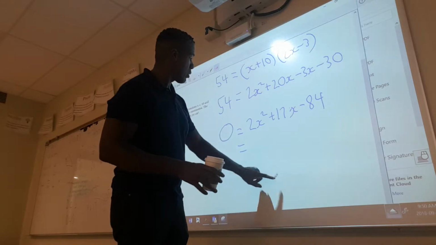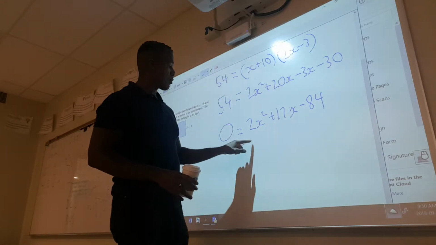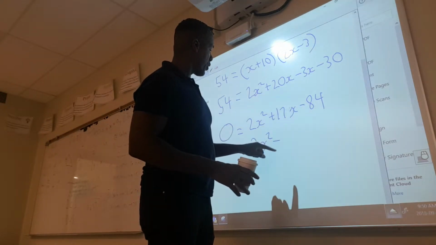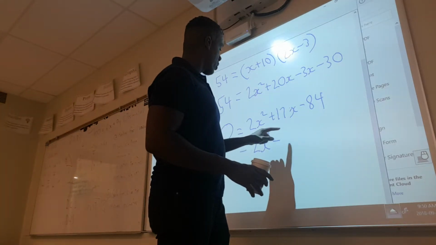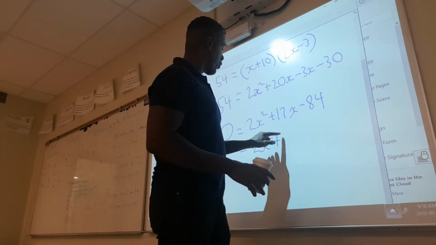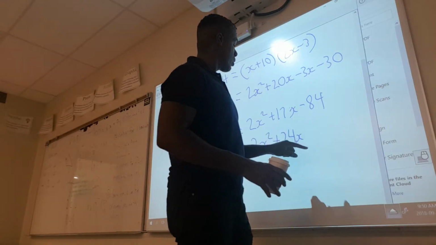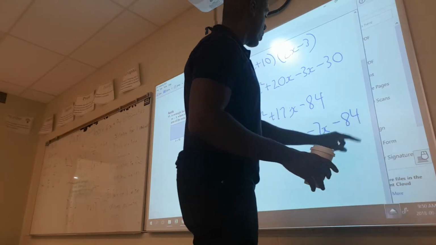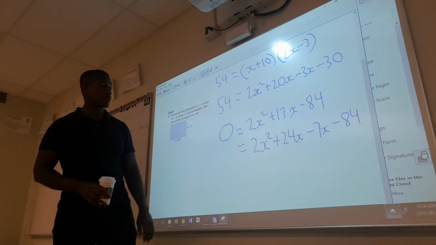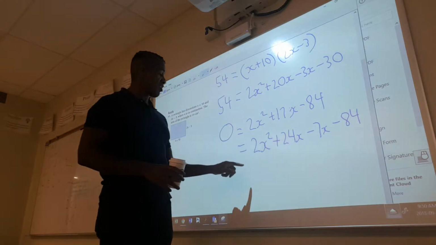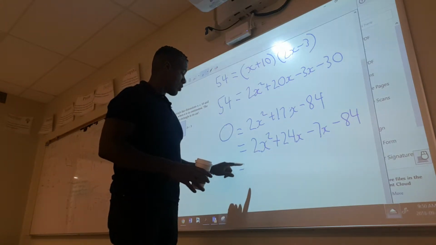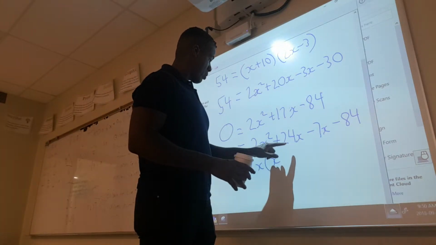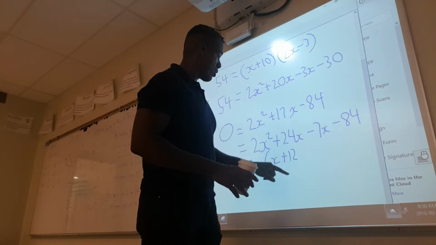Let's get rid of that. Okay. So 2x squared. Let's put our 24 over here. Why not? Sure. 2x squared plus 24x, minus 7x minus 84. Over here I can factor out a 2x. So I'm going to have 2x, and then inside I'm going to have x plus 12.